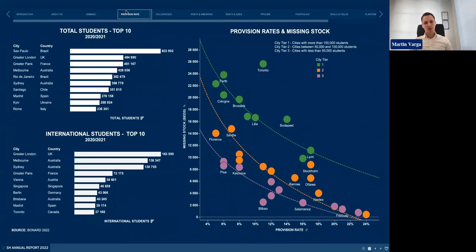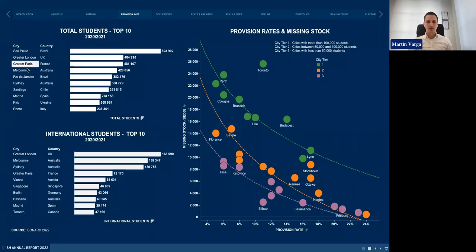And how does it reflect in the provision rate? So, the current operational stock. Firstly, you can see the total student population and the total international student population. On the left side, we can see that Brazil leads the way quite significantly, followed by the UK and Greater Paris. In terms of international students, it's again a little bit different. London is again leading the way, followed by the two big cities in Australia.